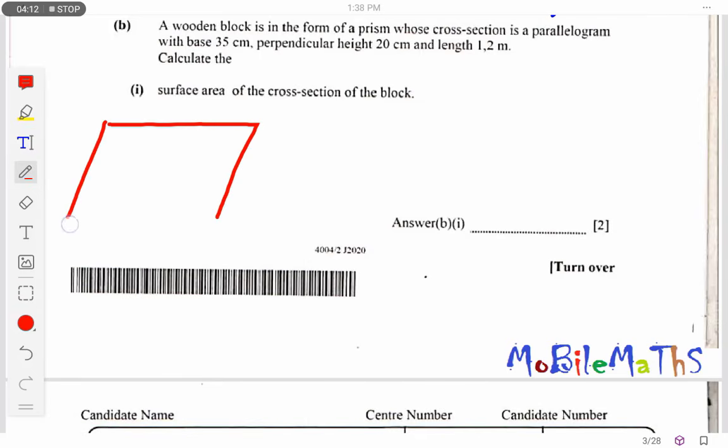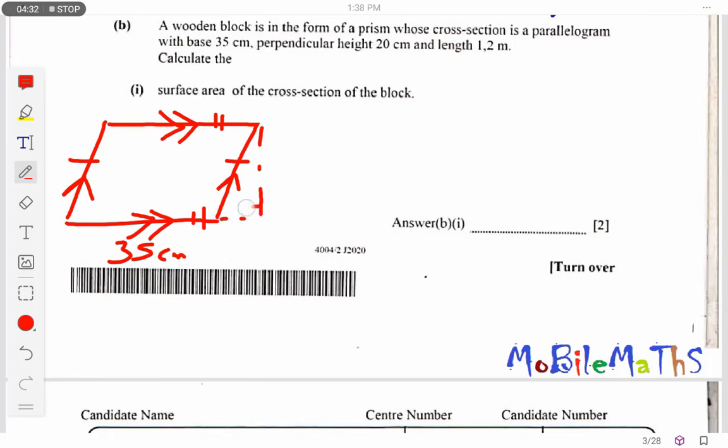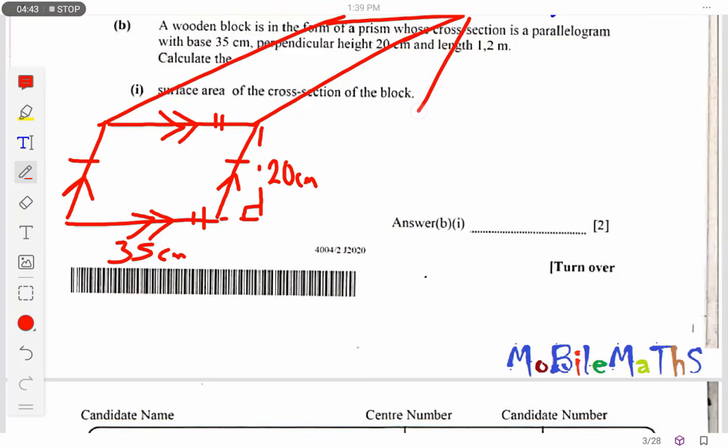This is a parallelogram. Okay, this side is parallel to this one. Okay, like that. Then this side is parallel to this other one here. Okay, like this. Then we are given the base is 35, so we can say this is 35 centimeters. Then the perpendicular height, which is this external, which is at 90 degrees here, is 20 centimeters.